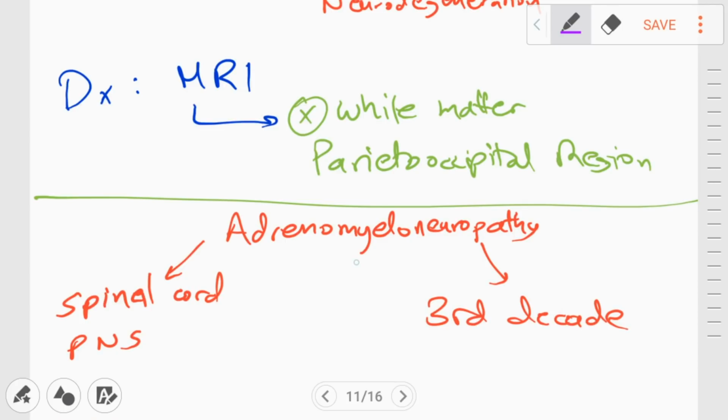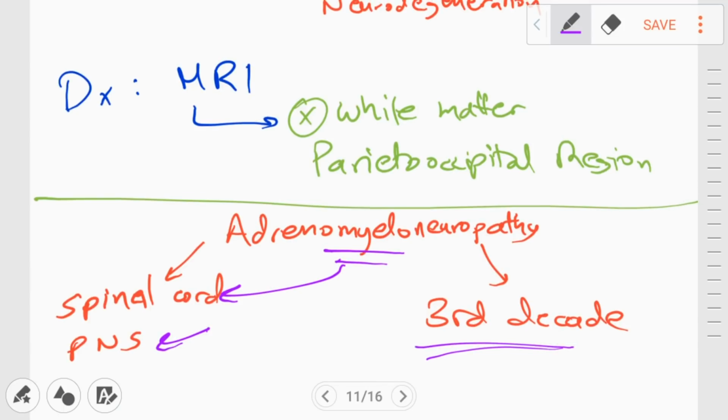Another form of adrenoleukodystrophy is something called adrenomyeloneuropathy. From the word myelo, we can understand that we are referring to the spinal cord. So in adrenomyeloneuropathy, we also have the involvement of the spinal cord as well as the peripheral nervous system, and it usually presents in the third decade of life.